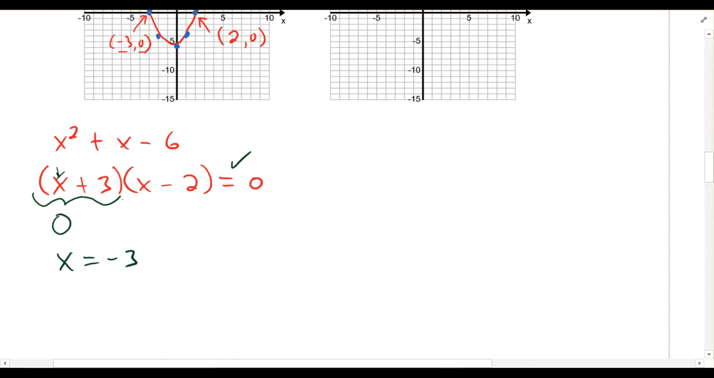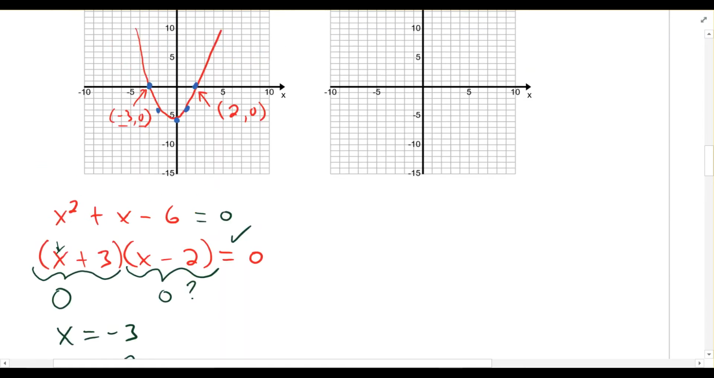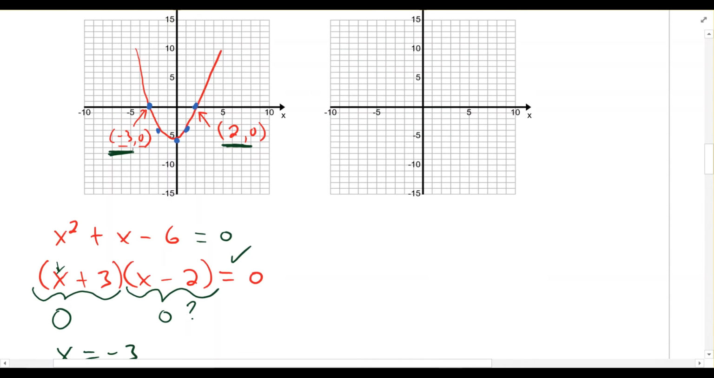But then I can also look at this one and say, what would x need to be here to make it equal to 0? And it would be equal to 2. So you've got two answers. When I say solve this equation when it equals 0, it would be equal to -3, but it would also be equal to +2. And that's helpful because that's what this was, right? Our x-intercepts were at 2 and -3. We just found where this thing crosses the x-axis. That was kind of the whole point of this, right?